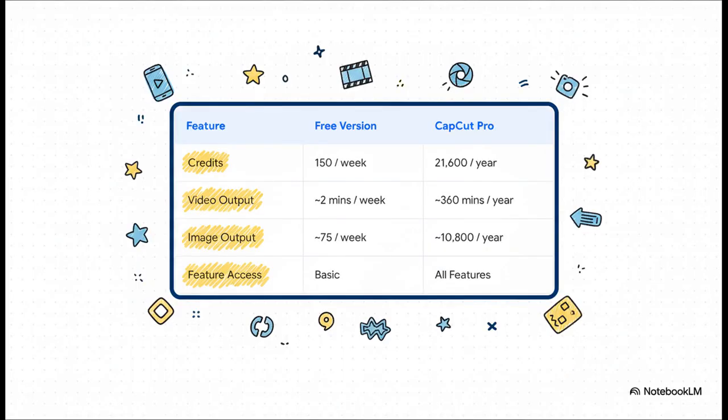Let's break down what that actually means. The free version gives you about 150 credits a week. That's enough for around 2 minutes of video output. And hey, for a lot of people making short TikToks, that's plenty. But if you're a serious creator, the Pro version just blows that away. You get a massive 21,600 credits for the year, which unlocks hundreds of minutes of video and, of course, gives you access to all the premium features.